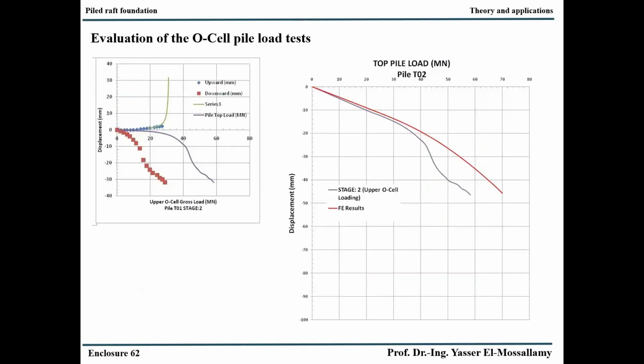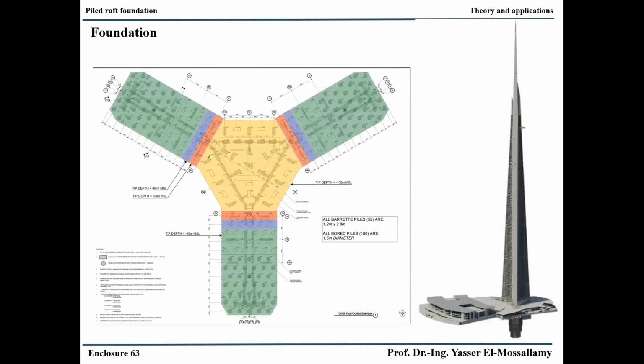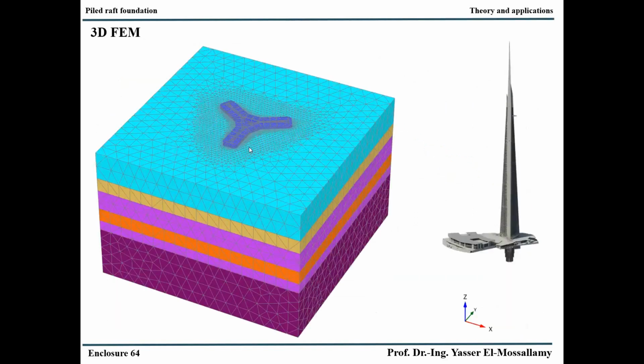Therefore, first of all, it is very important to have good site investigation and very well instrumented pile load tests before going to the design of such a high-rise building. This is the foundation of this high-rise building. The building has 3 wings with a huge pool, and we put piles along the 3 wings and below the pool. You see here the 3D model that we developed at that time.